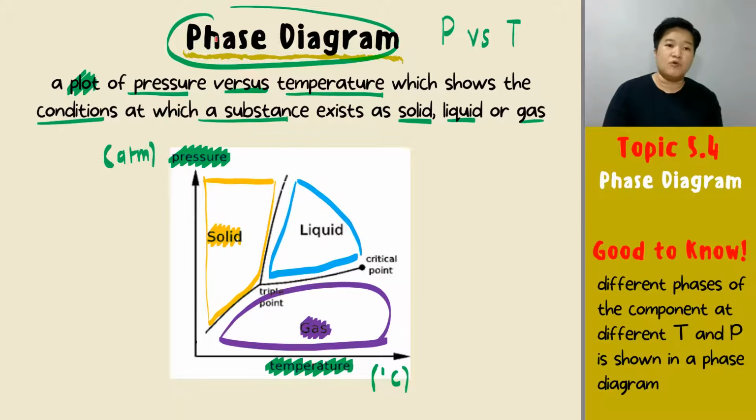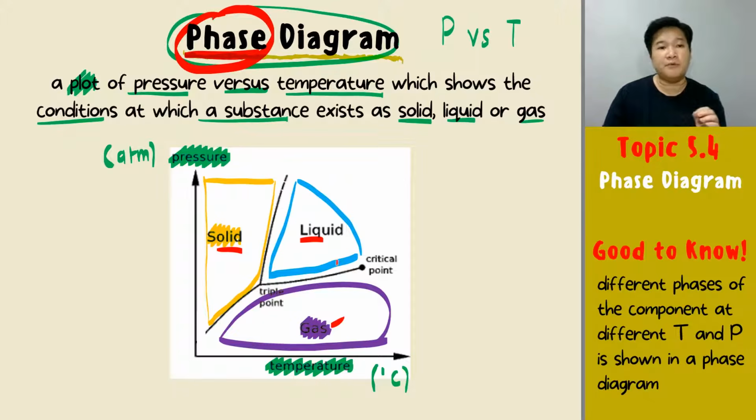So a phase diagram is definitely talking about phases. The phases that we talk about are your solid, liquid, and gas. Make sure you know the position of each and every one of them. Where is your solid located, where is your liquid located, and where is your gas located? And what is the function of a phase diagram? The function of a phase diagram is to identify whether the substance is in solid, liquid, or gas at a very specific pressure and temperature.